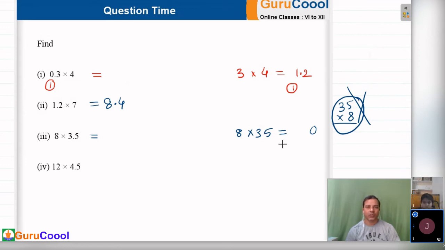25, sir. Oh my god. 4 was carried, not 1. Okay, sir. 4 was carried. Now 28. Yes, that's it. And I see only one place of decimal because 8 is not having decimal. Only 3.5 is having decimal. That is only one place. So I will put one place decimal here, between 8 and 0. This is 28, sir.